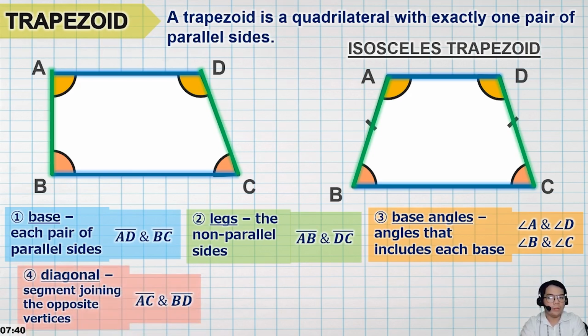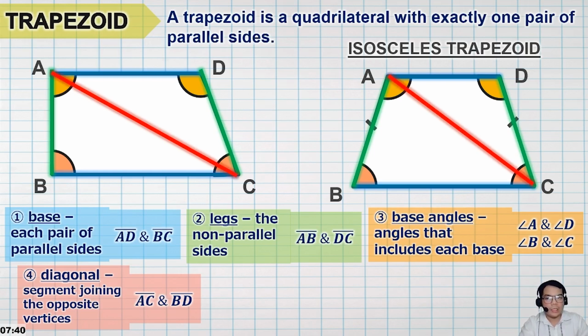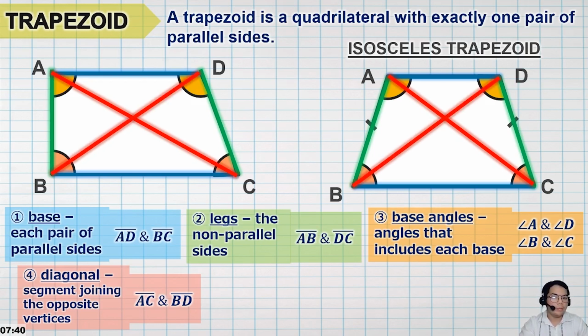So aside from that, we also have diagonals. We're familiar with this one. This is always present on any quadrilateral. So these are once again the segments joining the non-consecutive sides or what we call the opposite sides when it comes to a quadrilateral such as a trapezoid. So isa na nga dyan is yung line segment AC. That's one of our diagonals. And the other will be the line segment BD.